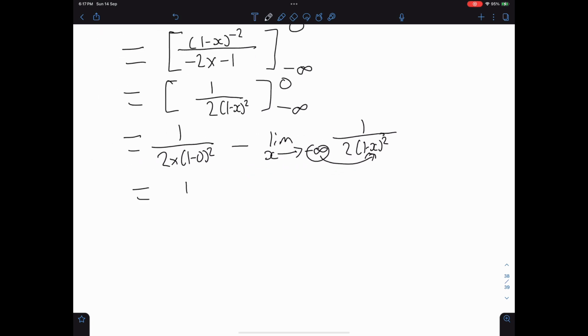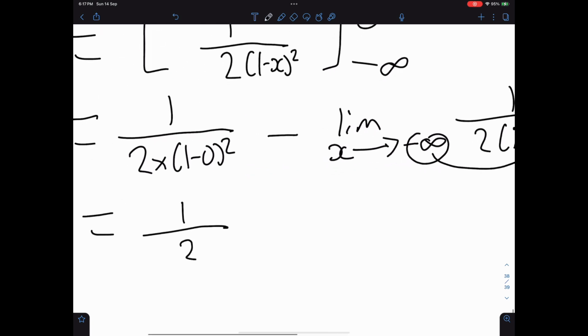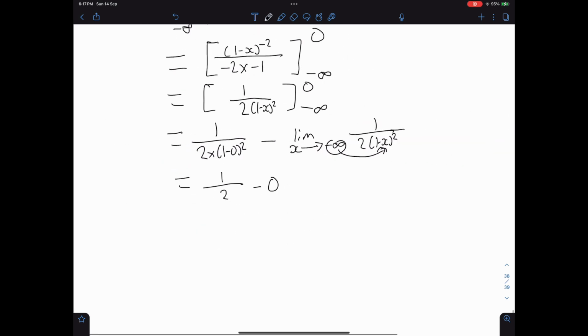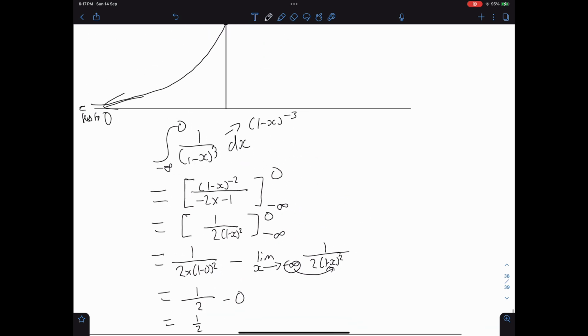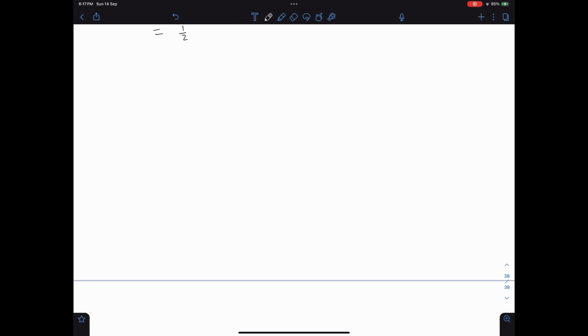So then this is just 1 over 2 minus 0, really. So that's just 1/2. So there's a finite value. That's type 1. Now we have a look at type 2.